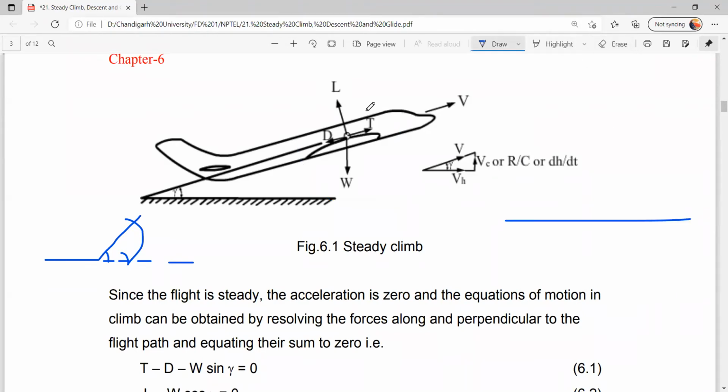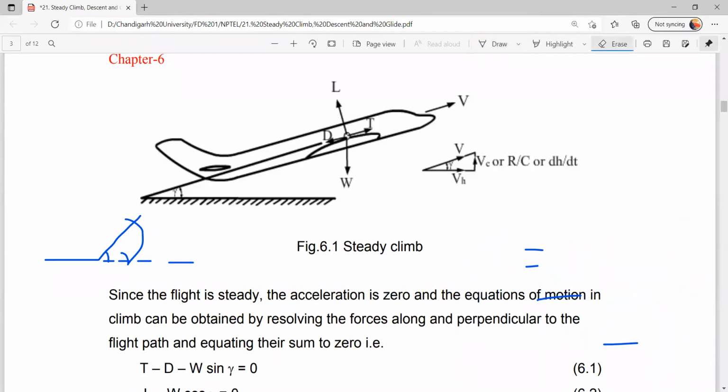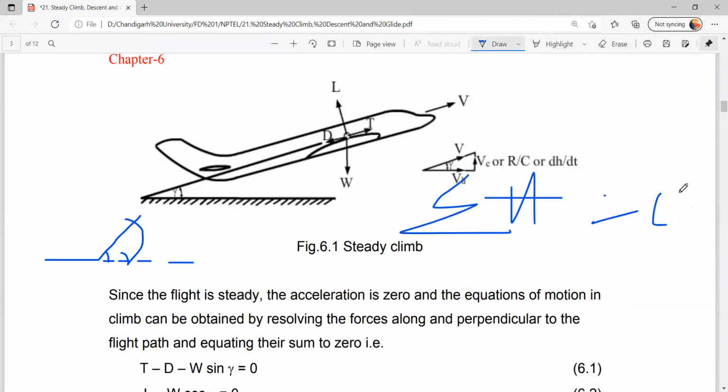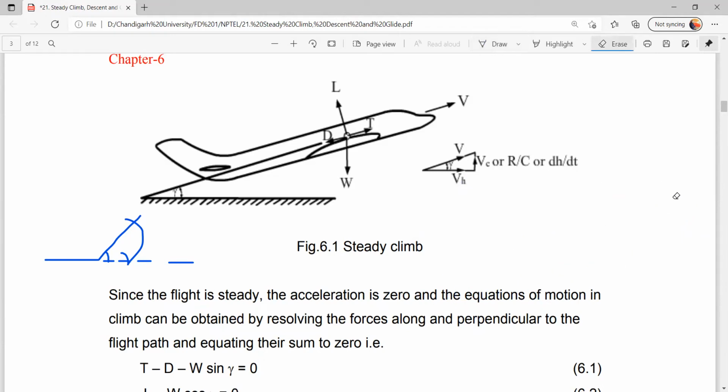In cruise, we have solved with the equation of motion. What we have derived: lift is equal to W, thrust is equal to drag. This is what we derived in the cruise level, steady state level. Similarly for climb, we need to calculate the equation of motion. How is it calculated? By identifying summation of horizontal forces equal to 0, because we are speaking about equilibrium condition, and summation of vertical forces equal to 0. Right. So let's see how the forces behave in the climb performance.